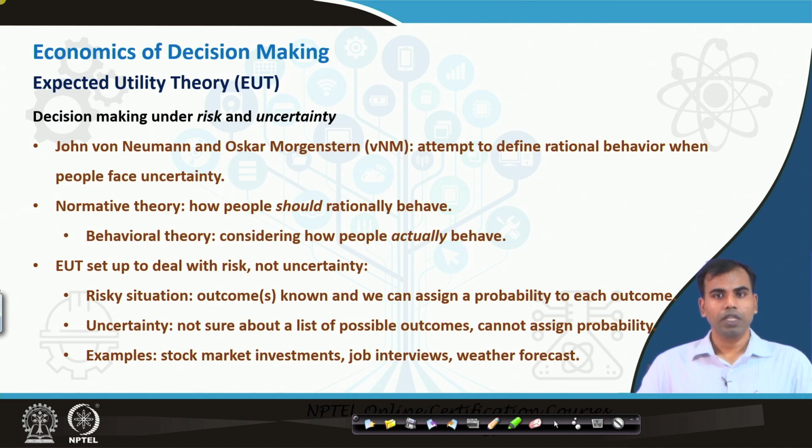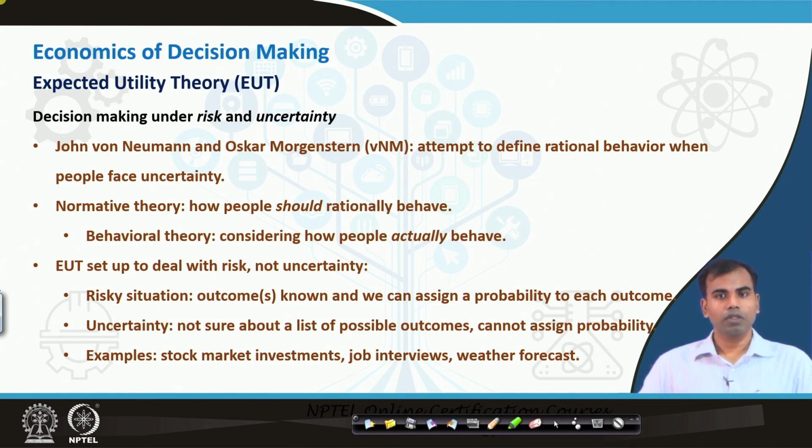For example, if you want to invest in the stock market, you know there could be two possibilities, either the stock price would go up or it could go down. In the worst case, probably it may remain where it is, but these are the only three possibilities. And you also can understand or try to infer the possibilities in terms of probability of these three outcomes. So, this kind of situation is known as a risky situation.